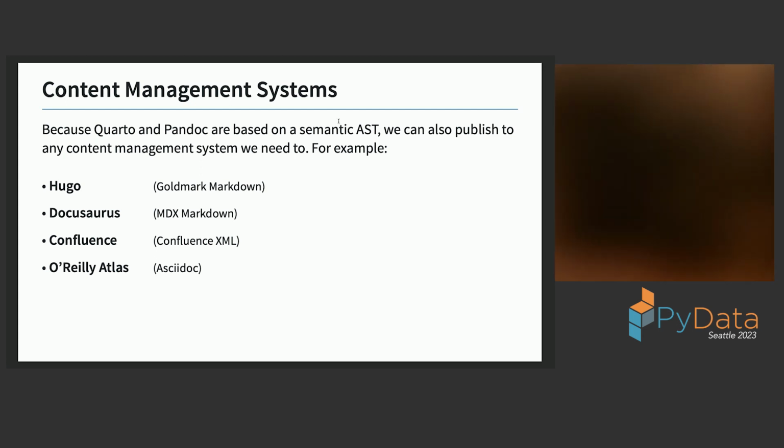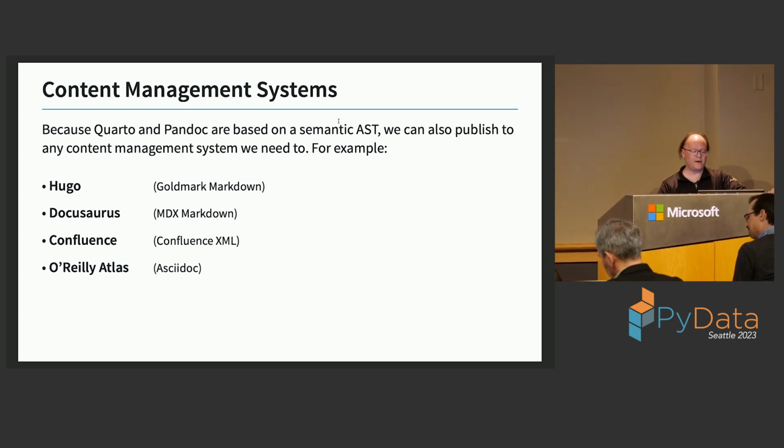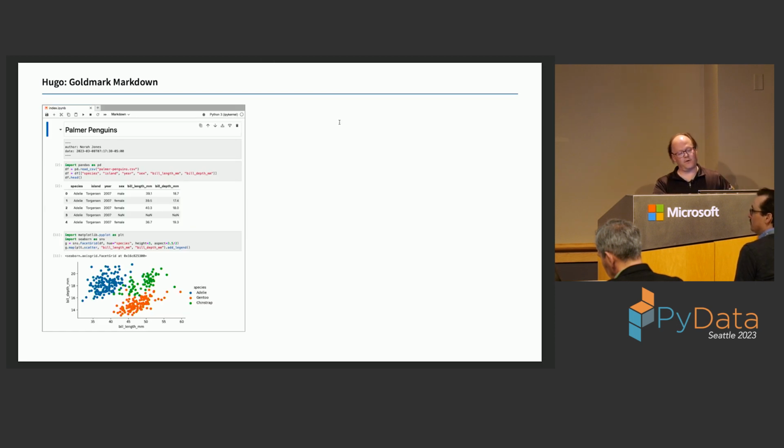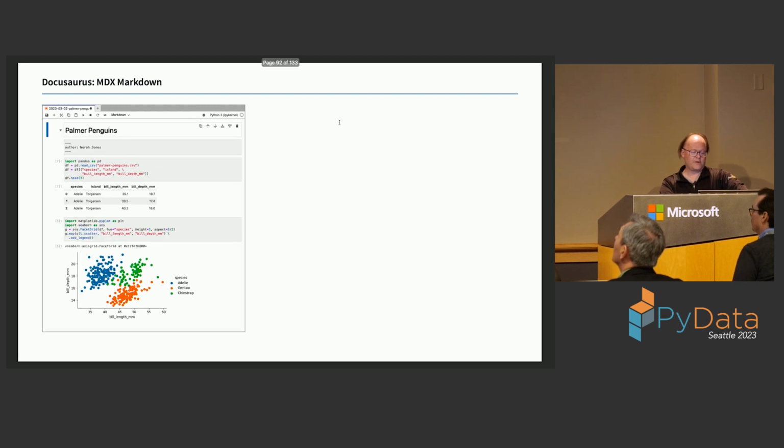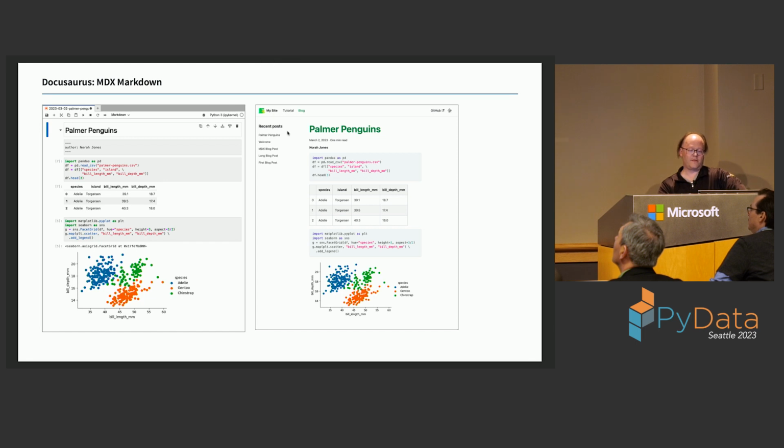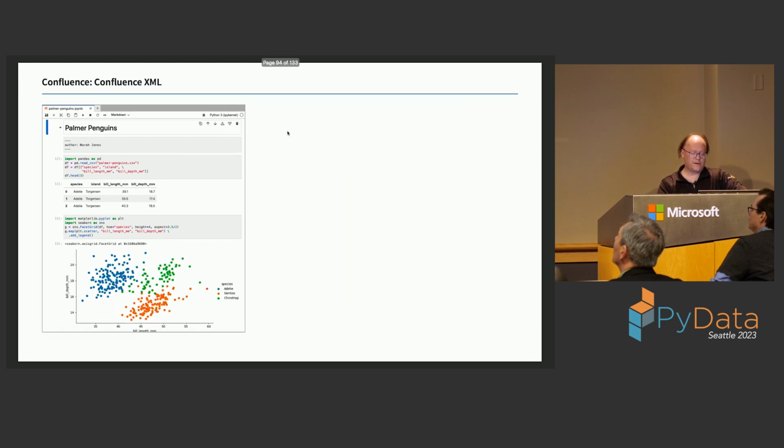So if your organization uses Hugo to publish content, and you have a notebook, you can now, with format Hugo, take that notebook, turn it into Markdown, and have it work within a Hugo website. Similarly with Docusaurus, I've got the same notebook, and I write MDX Markdown, which is the form of Markdown understood by Docusaurus, and now my notebook shows up in the Docusaurus website. Similarly, Confluence. Lots of organizations use Confluence as a core knowledge management tool. It'd be great if we could push our notebooks up into Confluence.